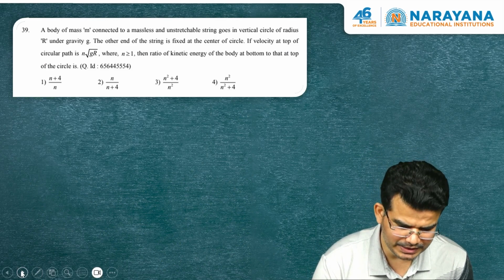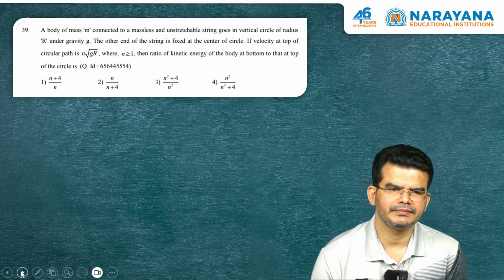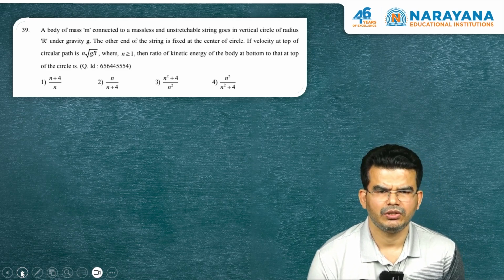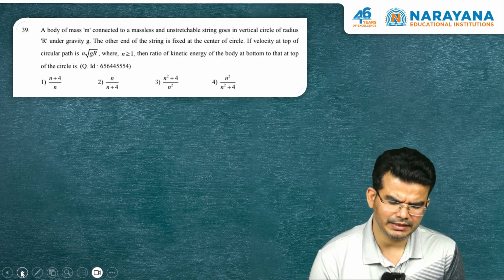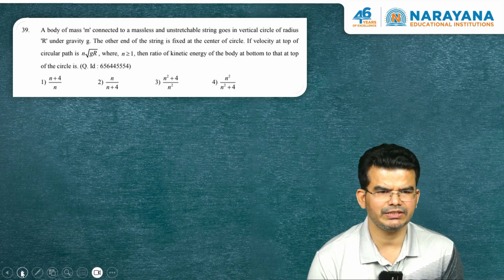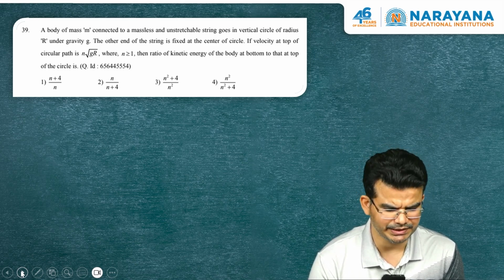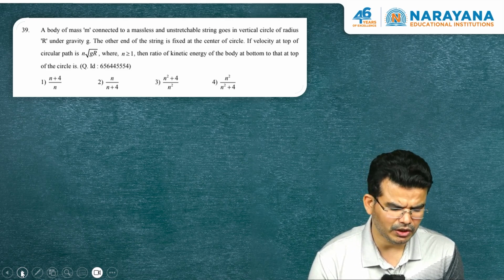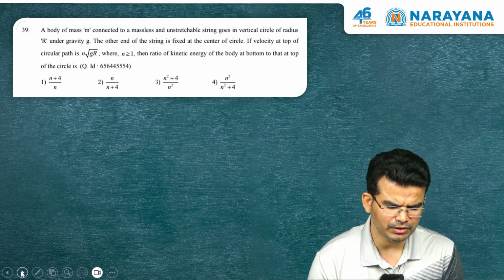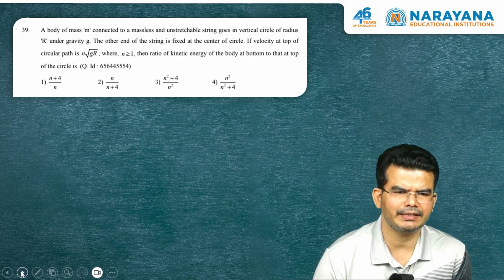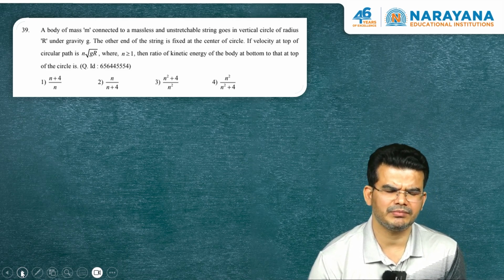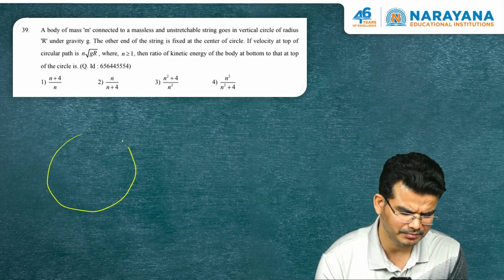Okay. Next question is, a body of mass m connected to a massless and unstretchable string goes in a vertical circle of radius r. So, this question is of a vertical circle under gravity g. The other end of the string is fixed at the center of the circle. If velocity at the top of the circular path is n root gr, where n is greater than 1, then the ratio of kinetic energy of the body at the bottom to the top. It is such a simple problem. So, very simple idea.